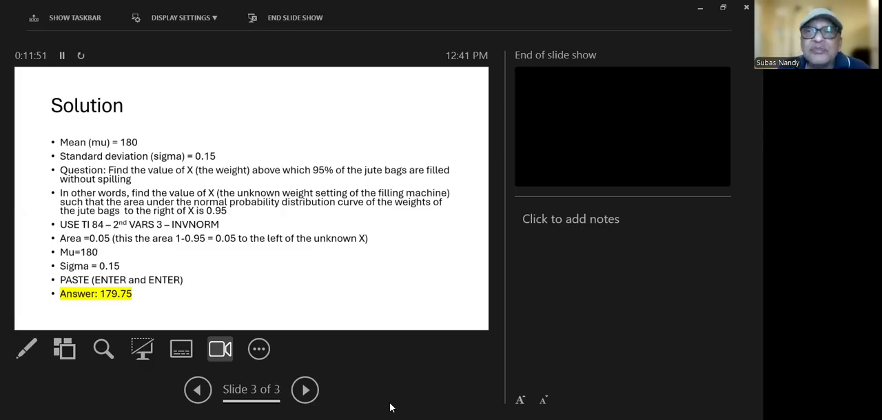And the answer comes straight away to us as 17.75. That is, if the machine is set to 17.75, more than 95% of the bags will meet the requirements of the shipping.